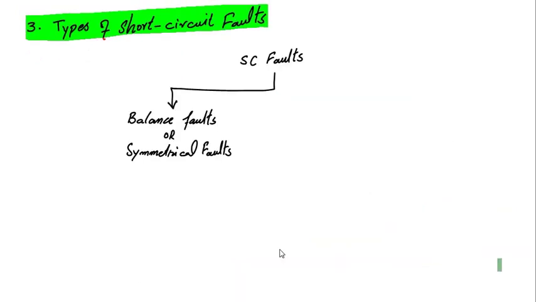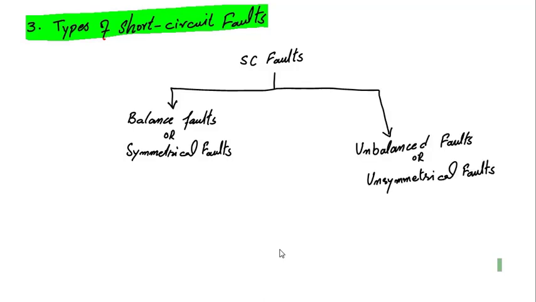So here we categorize the fault into different categories. Short circuit faults can be majorly categorized into two big categories. One is the balanced fault, known as symmetrical fault. The other is known as unbalanced fault or unsymmetrical fault. Previously, in the previous slide, we discussed symmetrical and unsymmetrical or asymmetrical current. So there is a difference between them.